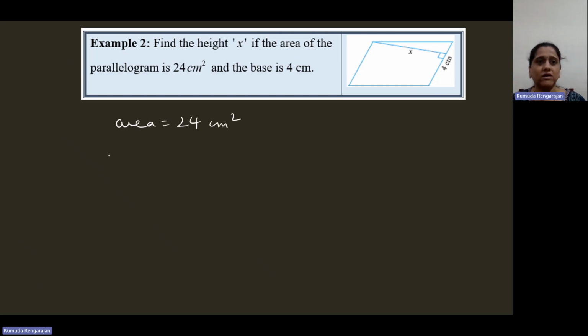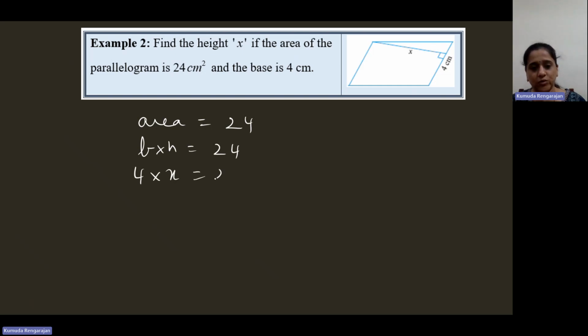Now below area, base into height is equal to 24. Understand? Below area, you must write base into height is equal to 24, because area is base into height. Okay? When area is given, what you should do? You must write that area is equal to 24. Area means base into height is equal to 24. Base is 4. Height is x. 4 into x is equal to 24. x is equal to 24 by 4, which is 6. 6 centimeters.